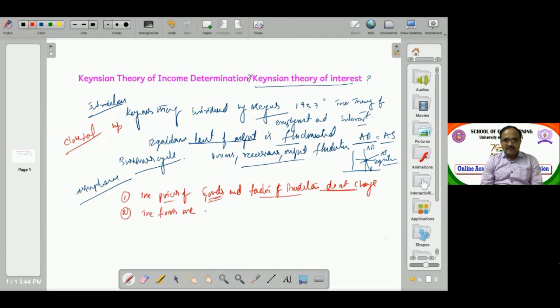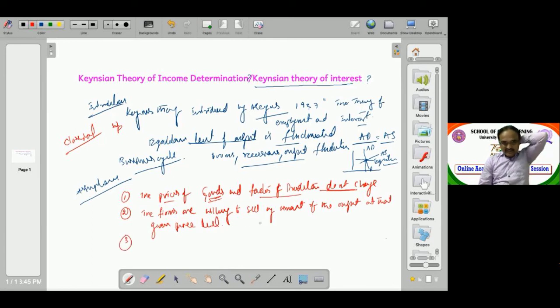The second assumption is that firms are willing to sell any amount of the output at that given price level. Okay, so this is the second.